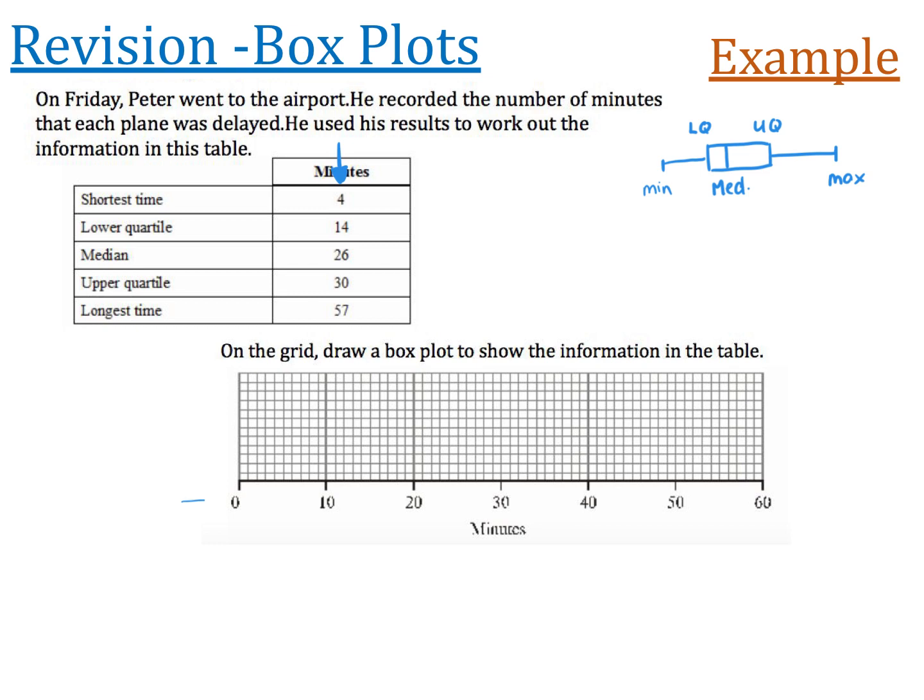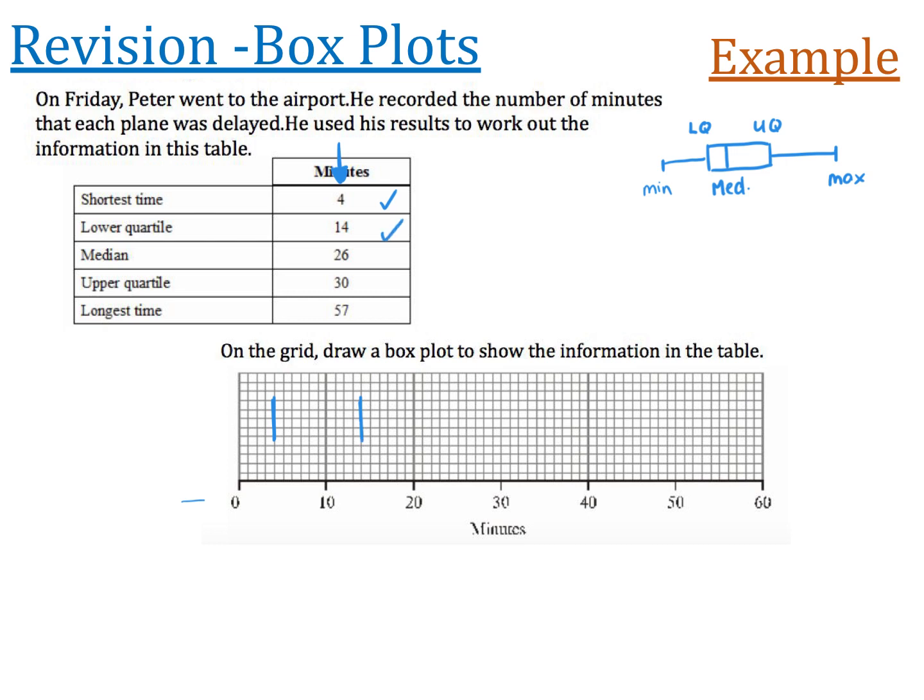So the shortest time is 4. So here's 0, 1, 2, 3, 4. There is going to be my lowest time right there. I don't need any of the other little dots that we got from counting. Now I've got my lower quartile. That's going to be 14. So here's 10, 11, 12, 13, 14. Ideally you're going to do this with a ruler, and we'll keep going from there.